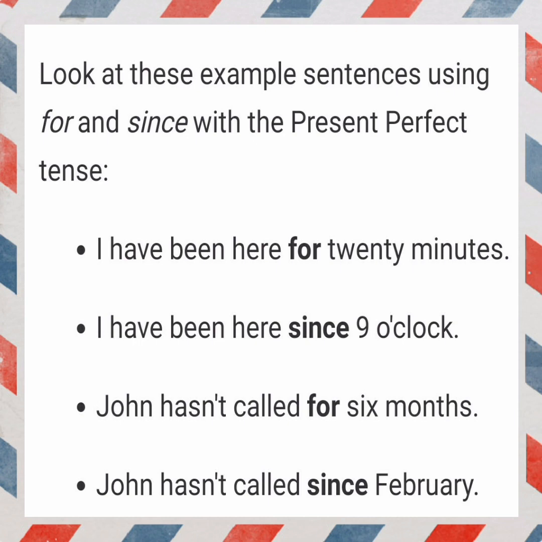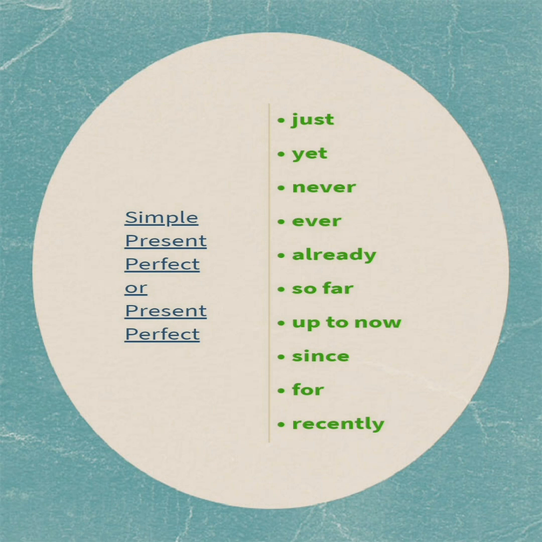John hasn't called for 6 months. John hasn't called since February. Now let's see the keywords. The keywords are just, it, never, ever, already, so far, up to now, since, for, recently.